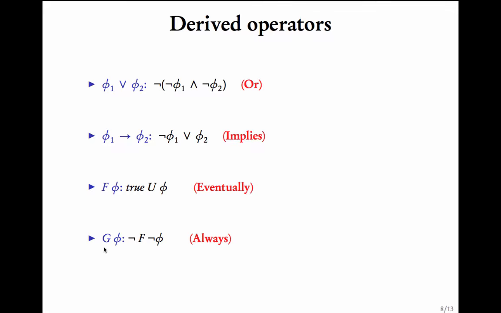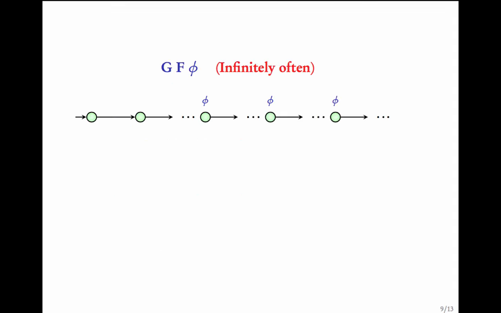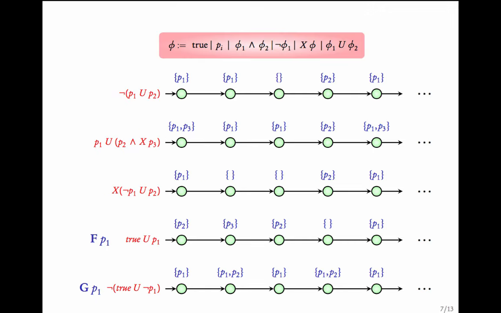F and G were what we saw before. F of phi is just true until phi. Now G of phi is just not of true until not phi, which means not of F of not phi. It is not the case that I can reach not phi at some time, which means always phi is true. We can form more operators out of this simple grammar.